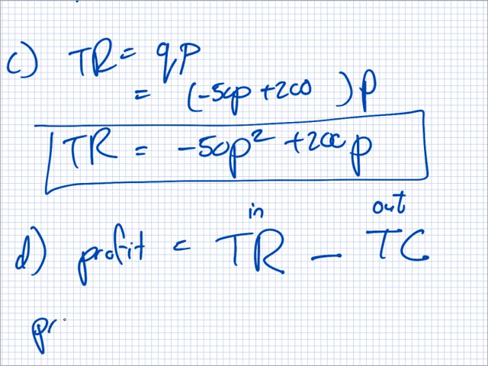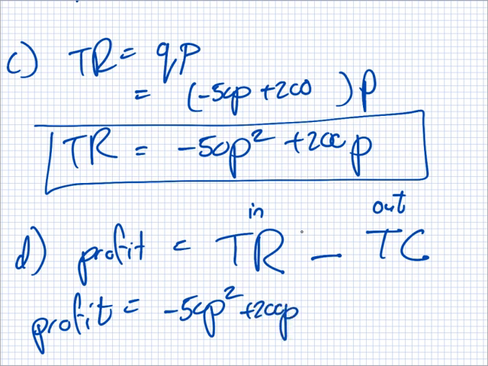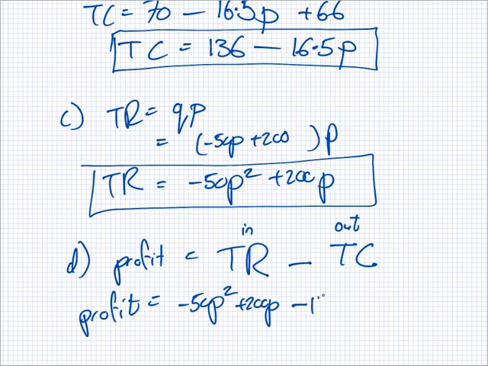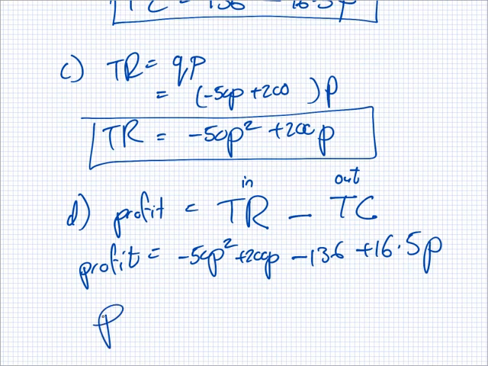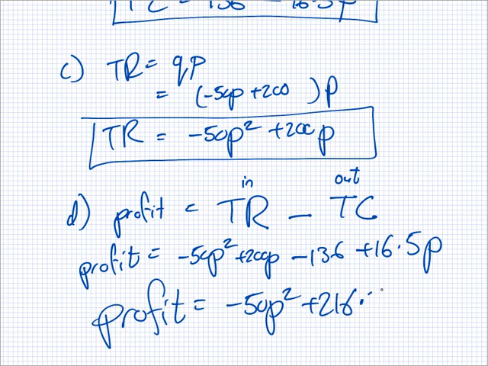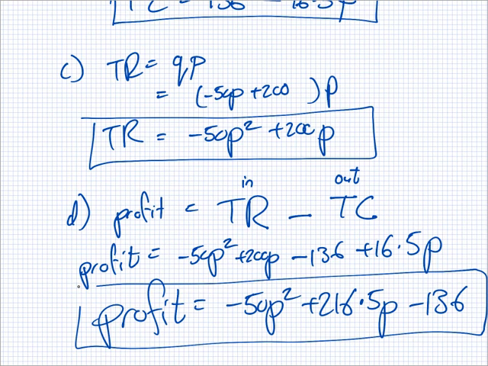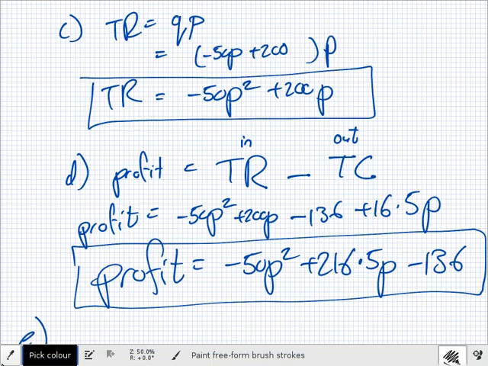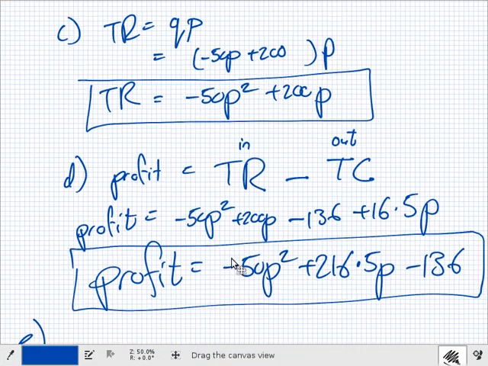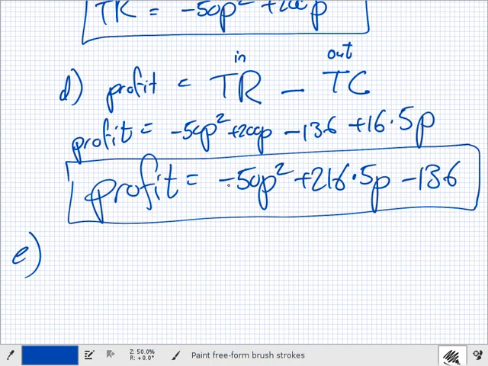Okay, so profit equals minus 50p squared plus 200p. What did I say, oh, there it is there. Minus 136 plus 16.5p. So we have the formula profit equals minus 50p squared plus 216.5p minus 136. Now, we're at the last part where we can figure out the maximum profit. And just before we do, let's check this formula.